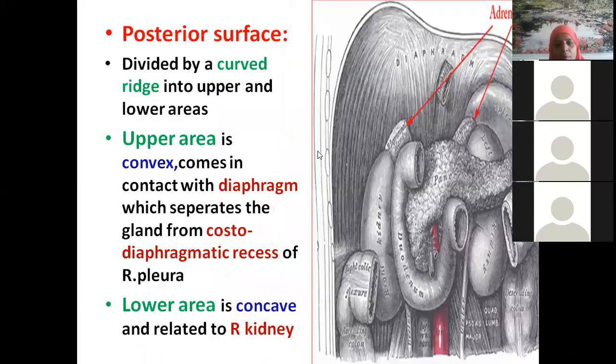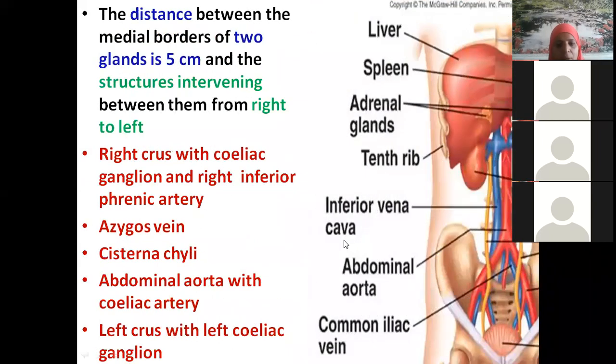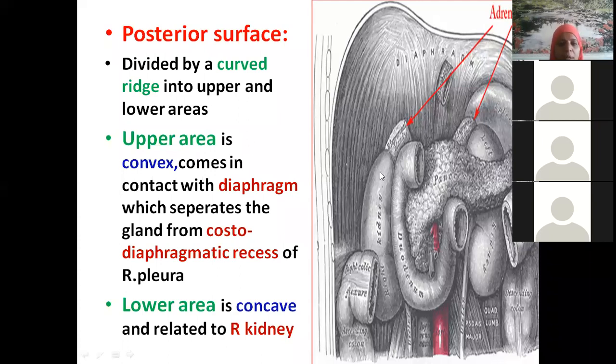Now, coming to the kidney, this is the kidney, isn't it? And at the upper pole you are finding the right suprarenal gland. Now when you talk about the posterior surface, it is divided by a curved ridge into upper and lower areas. Of course, here I didn't keep the picture, but it will be divided into the upper area and lower area.